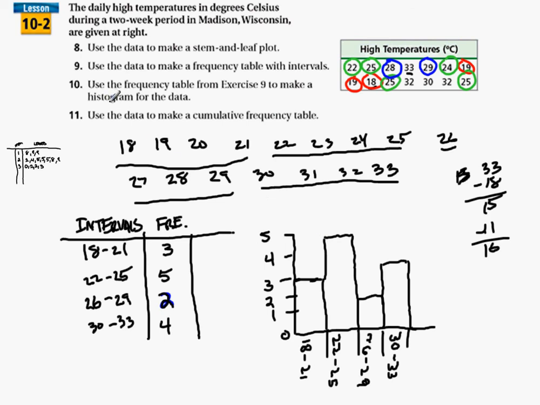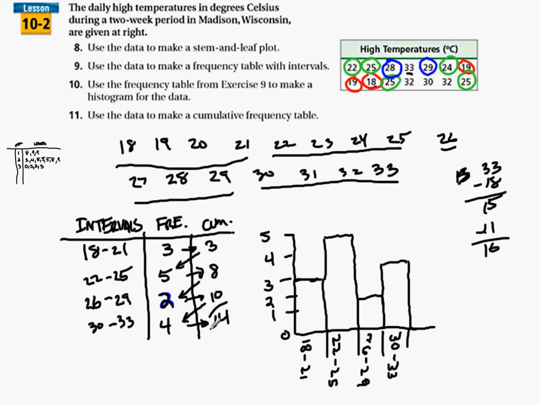Now, if they ask us to use the data to make a cumulative frequency table, all we have to do is go back to our frequency table here and add one more column. We're going to go cumulative here, and what you do is you take your 3, bring it over, and then we're going to do a running sum. 3 plus 5 gives us 8. 8 plus 2 gives us 10. And then 10 plus 4 gives us 14.